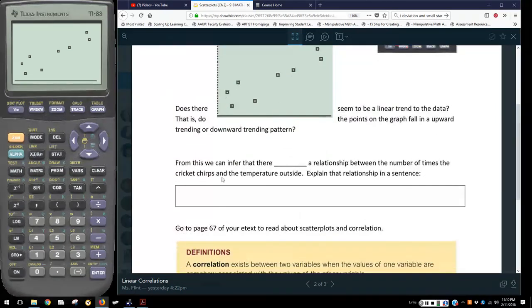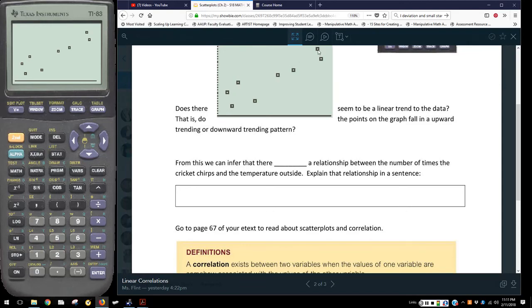But what we can infer by looking at that scatter plot is that there is a positive relationship, or there is a relationship. From this, we can infer there is a relationship between the number of times the cricket chirps and the temperature outside. And that relationship in a sentence is that, and remember, the temperature is the y-axis, the chirps is the x-axis, it does seem that the cricket chirps increases as the temperature increases.